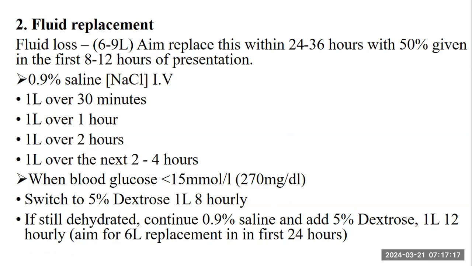When the blood glucose is less than 15 millimole per liter, or it's actually supposed to be 250 milligram per dL, we switch to 5% dextrose saline 8 hourly. If still dehydrated, we continue the 0.9% saline and add 5% dextrose, 1 liter 12 hourly, and we aim to replace 6 liters in 24 hours.